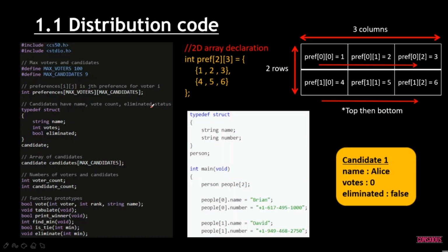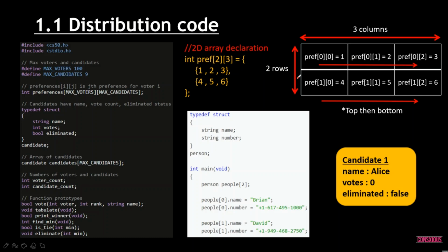So we're gonna explain the distribution code. You can see here, this is the library, and this is a constant. Max voter is 100, max candidate is 9, and preferences[i][j] is the preference for voter i's j. So basically, this is like a 2D matrix. For this example, we declare a 2D array, int preference[2][3], and these are the values here: 1, 2, 3, 1, 2, 3.